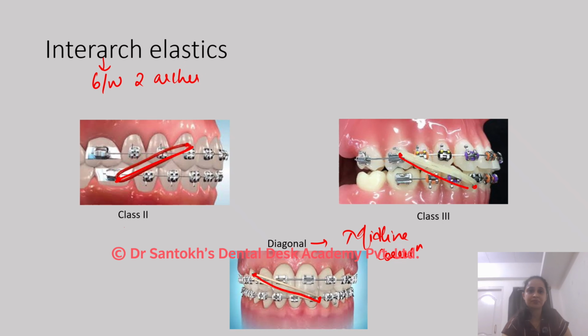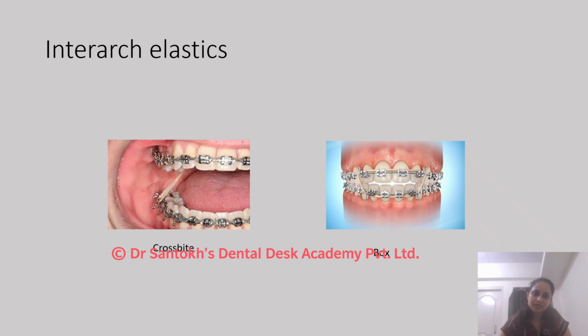Next, other examples of interarch elastics are the crossbite elastics. Whenever there is crossbite present, you can engage the elastic from the buccal aspect of mandibular posteriors to the lingual aspect of the maxillary posteriors, to correct the crossbite. Another type of interarch elastics are the box elastics. These are used for open bite cases. It will close the bite. So these are the different kinds of interarch elastics.